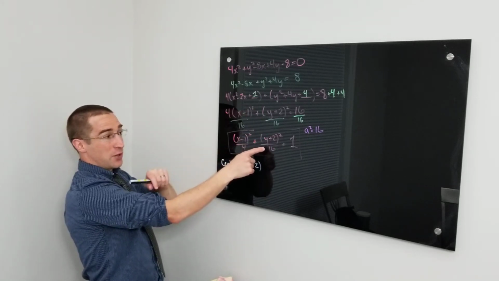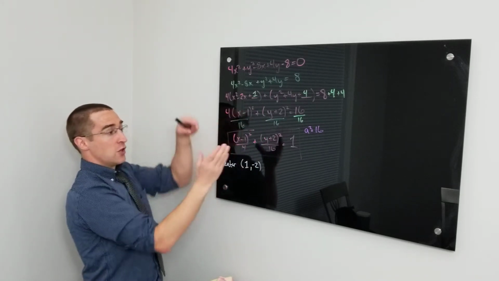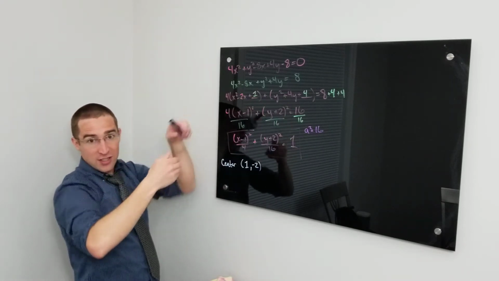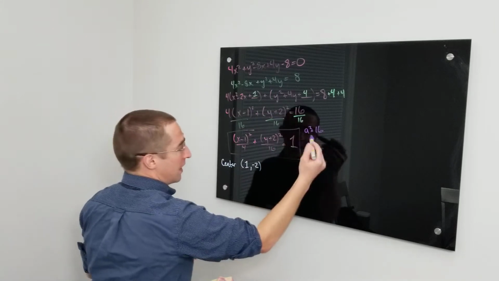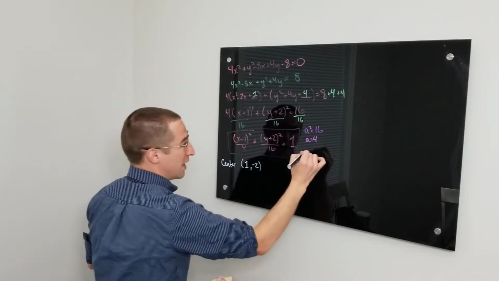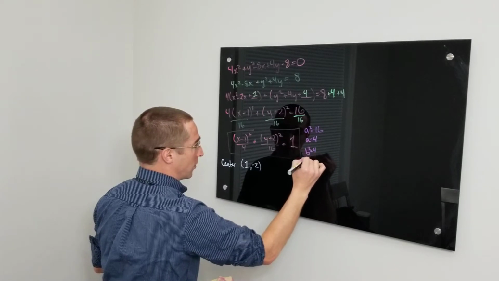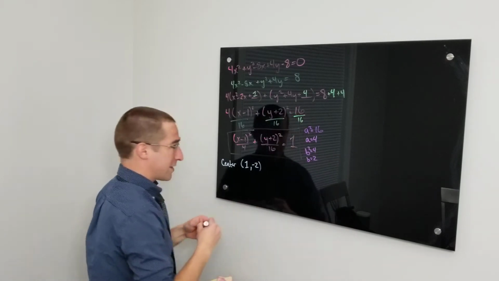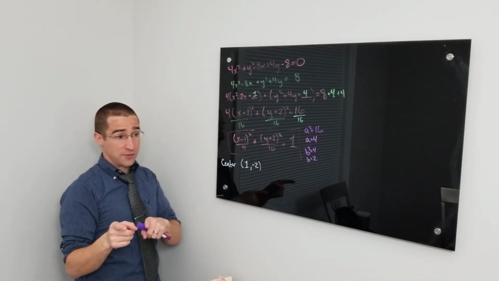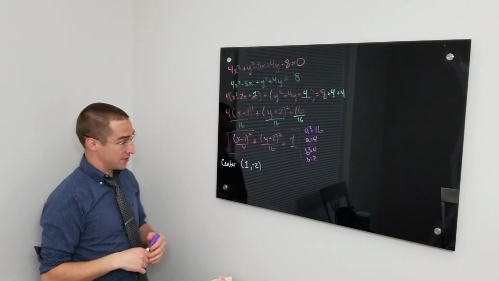So the bigger value, the a value, is under the y, which means that the major axis is going to be in the y direction, it's going to be vertical. So here, a equals 4, because a squared is 16, and b squared is 4, so b equals 2. That's going to help us find our vertices and covertices. It's also going to help us find our foci and what the c value is.